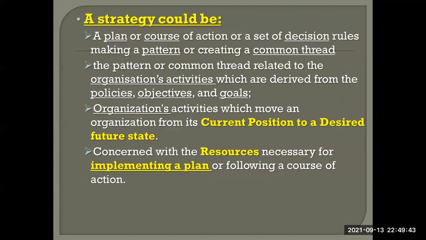Strategy could be a plan or a course of action or a set of decisions. So see what all things it can be, why we are saying it is loosely used. It can be a plan, it can be a course of action, it can be a decision. So everybody is describing their plan as a strategy, their course of action as a strategy, their decisions as a strategy. So that's why this term is slightly confusing.